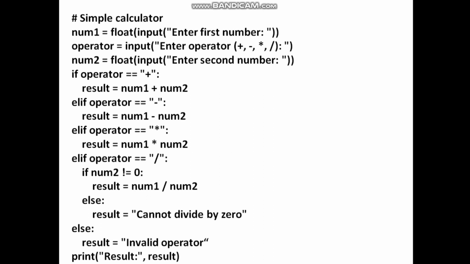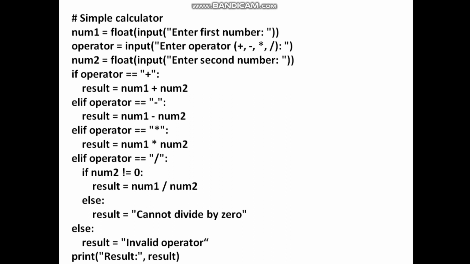Inside the if statement, if operator is equal to plus, it will add the num1 and num2 values and store the final result in the result variable. If the operator is minus, it will subtract num2 from num1, and the result will be stored in the result variable. If the operator is asterisk, it will multiply the num1 and num2 values and store the result. If the operator is slash, it will do the division.